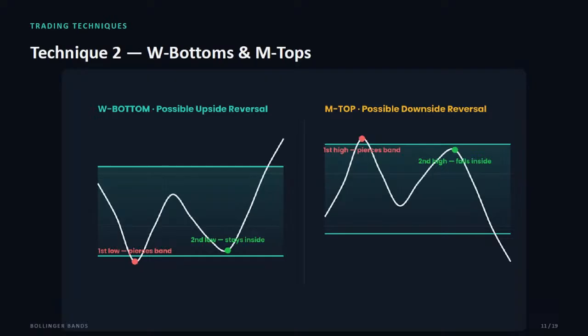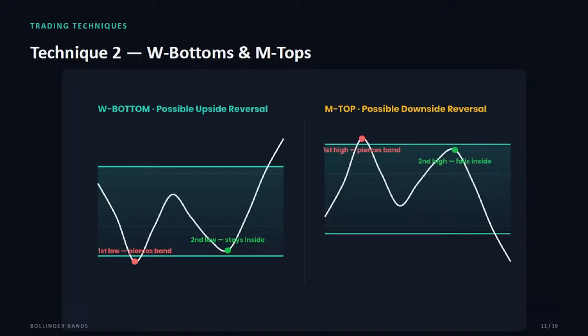Then price comes back down for a second low, but here's the critical detail. This second low stays inside the band this time, even if, in raw price terms, it's a similar level to the first low, or even slightly lower. That detail matters enormously. The second low occurring inside the band, rather than piercing outside it again, suggests that selling pressure is actually weakening, even though price tested a similar area. That weakening pattern traces out a rough W shape on the chart, and it's often followed by a move higher.